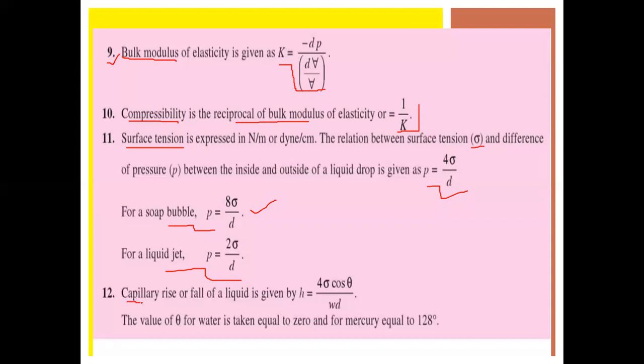For the capillary rise in a tube, capillary rise or fall in a liquid is given by h is equal to 4 into sigma into cos theta divided by w into d. The value of theta for water is taken as equal to 0 and for mercury is 128 degrees. These are some of the statements and units whenever you are taking specific things. There is mercury, soap bubble, water, oil, like this, right? Next.